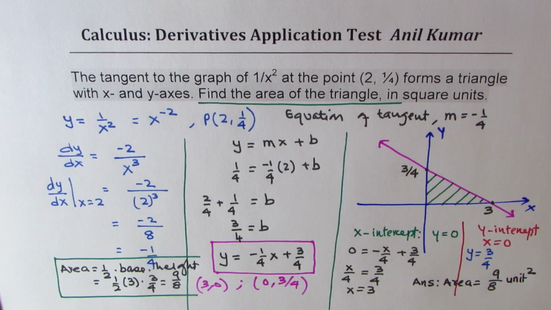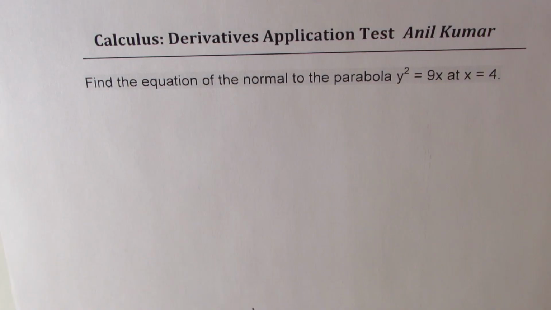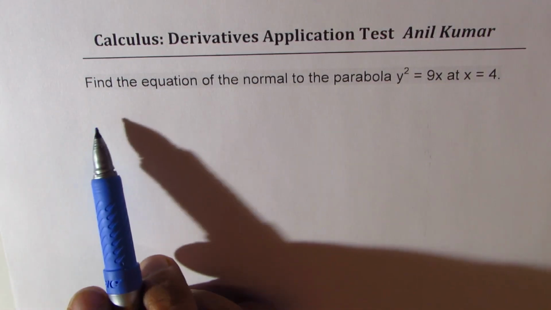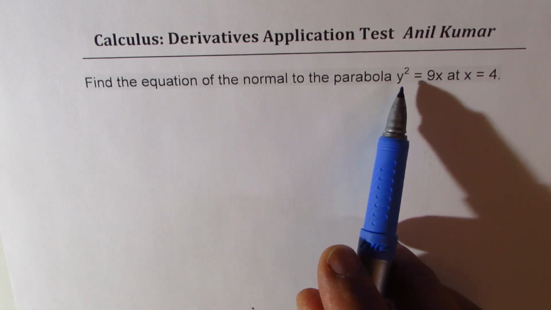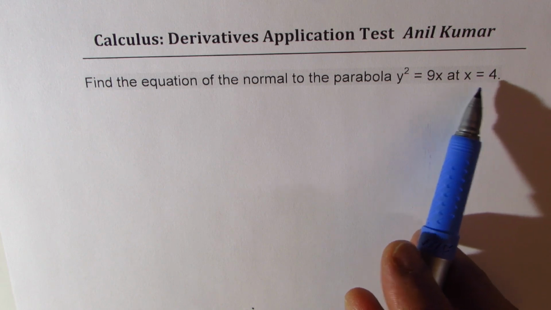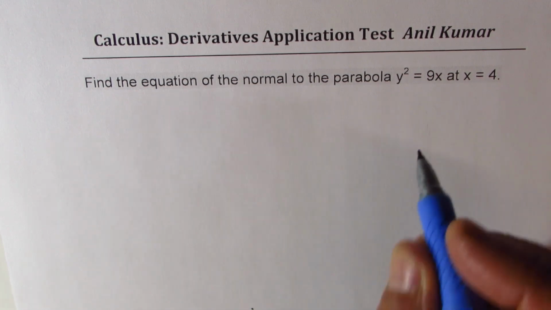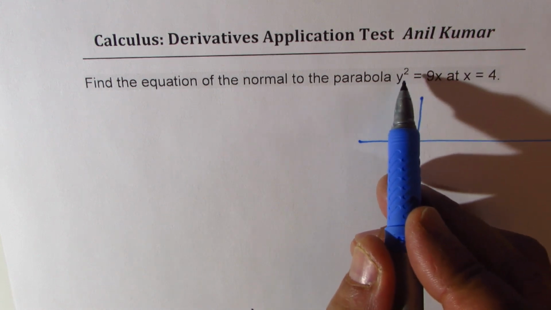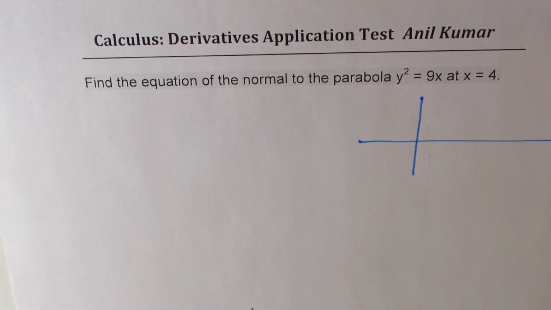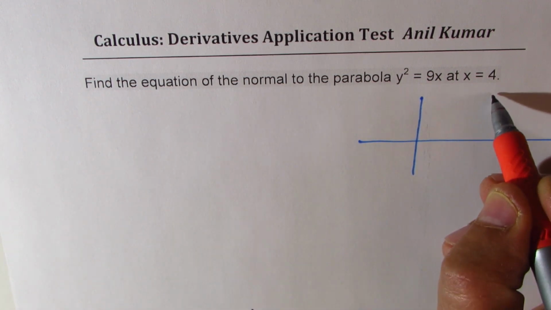Now let's take up the next question. The next question from our test paper is to find the equation of the normal to the parabola y square equals 9x at x equals 4. Now let me first sketch the parabola. It is y square equals 9x, right? So it opens towards the right side. I hope that part is clear. So the parabola actually opens like this.